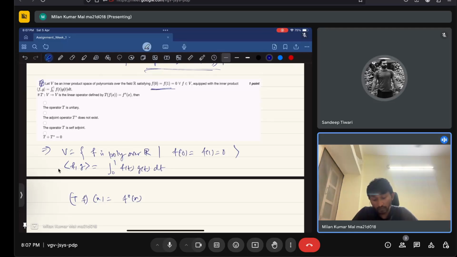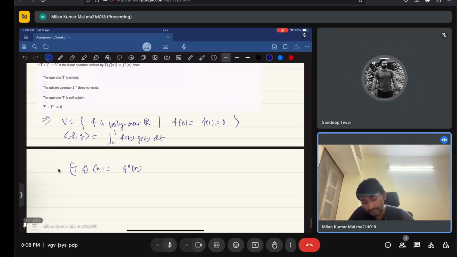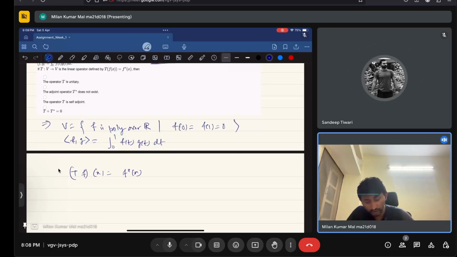So T is the linear operator given by T of f equals f double dash. Then is the operator T unitary? I am not able to use a matrix representation because here the space is infinite dimensional. So whether T star equals T, let's try to find the adjoint first.